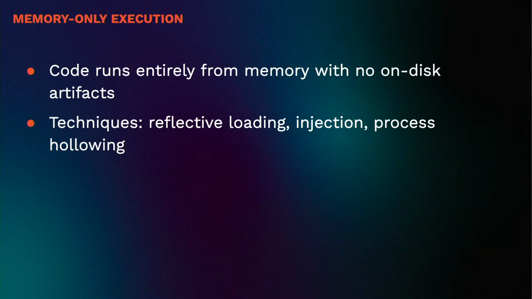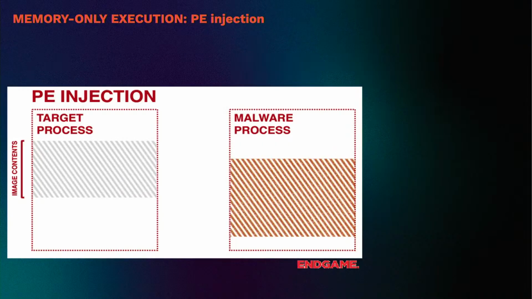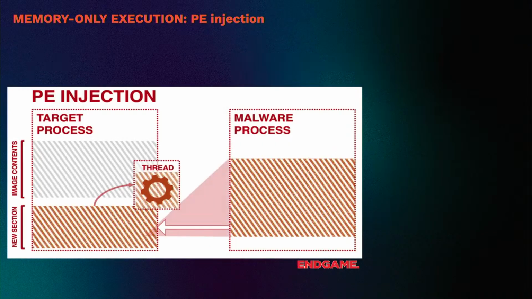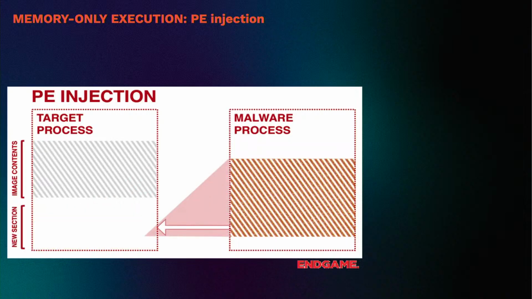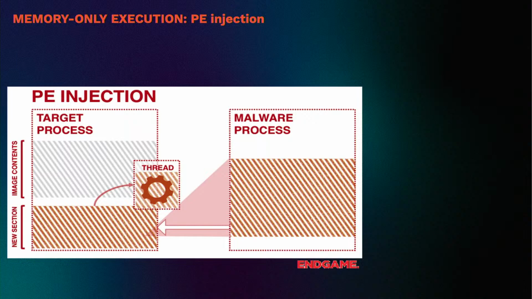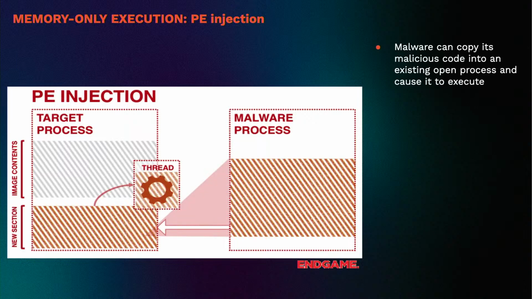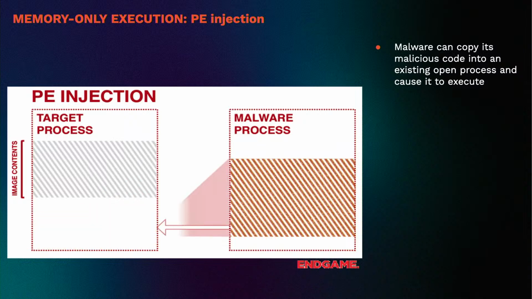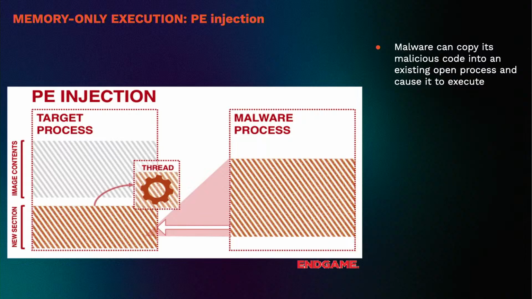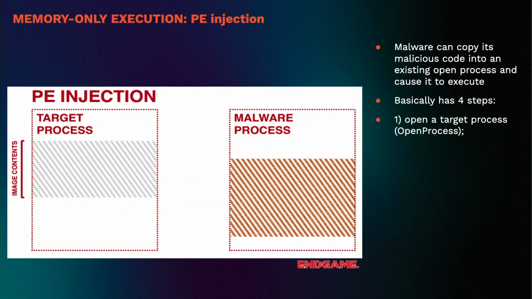And then some of the techniques that attackers are employing are reflective loading, injection, and process hollowing. I will not go through all three, but I'll just touch on two of them. The first one is the PE injection, right? The portable executable, the .exe files that we have on Windows. So how do attackers come for those executables that we've come to trust? So the malware can copy itself or its malicious code, the shellcode, into an existing open process and cause it to execute, right? So basically there's 4 steps.